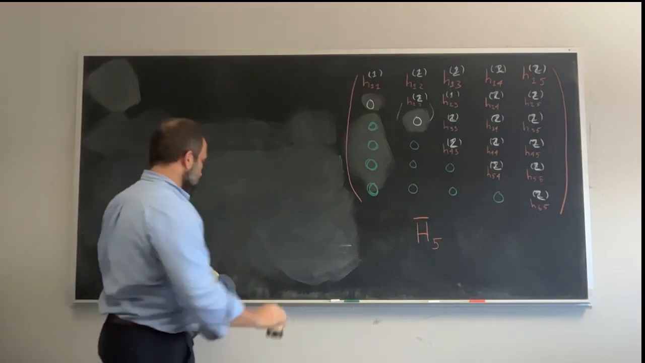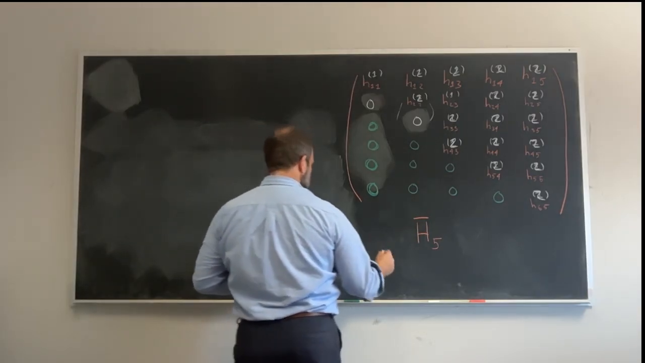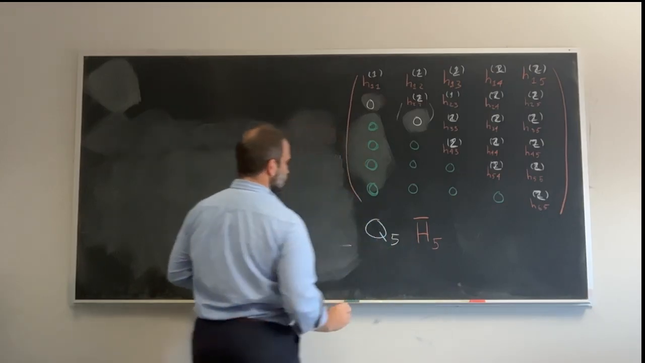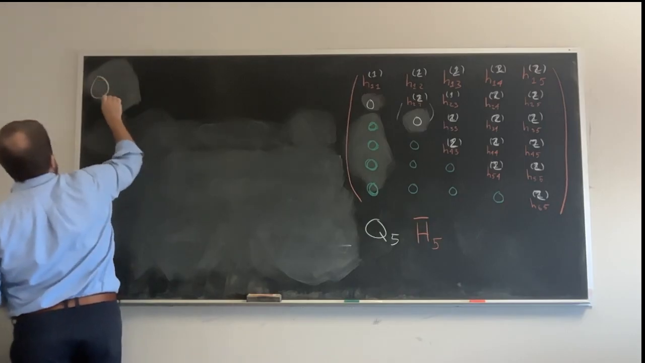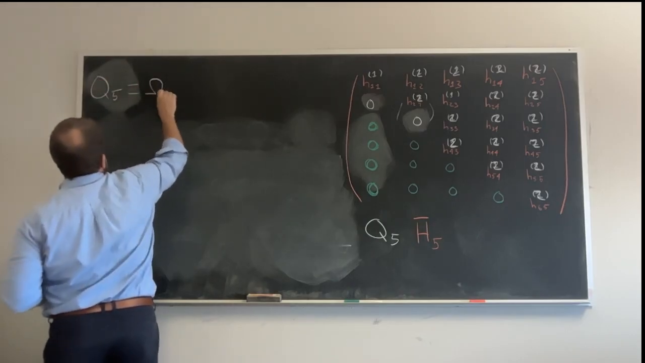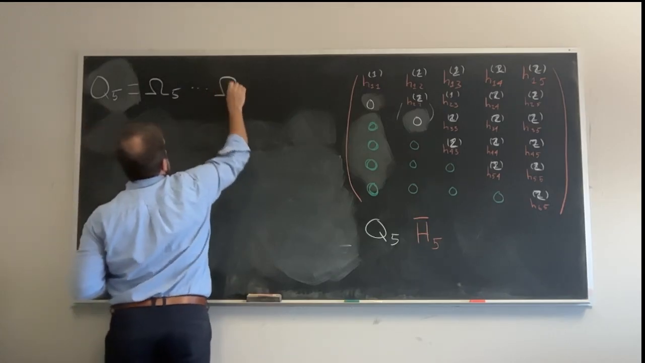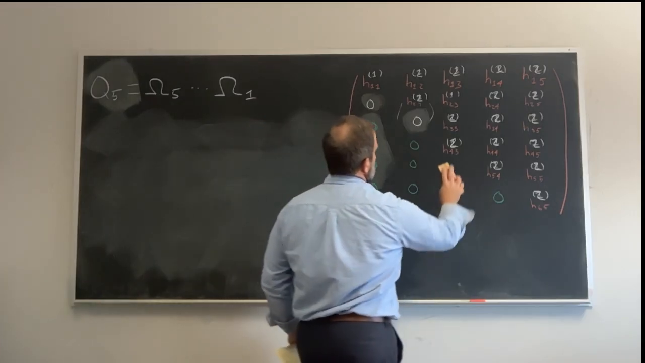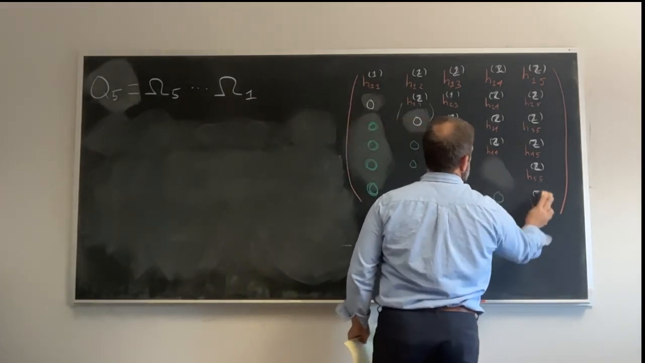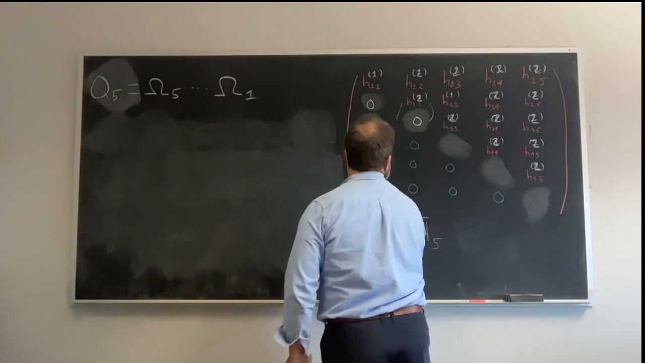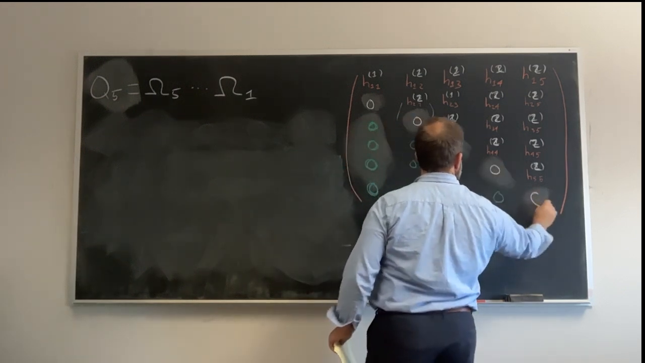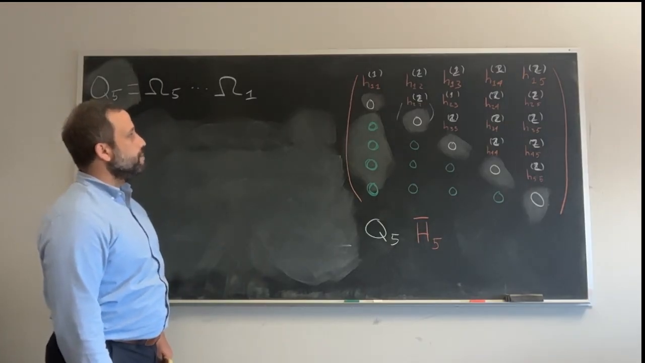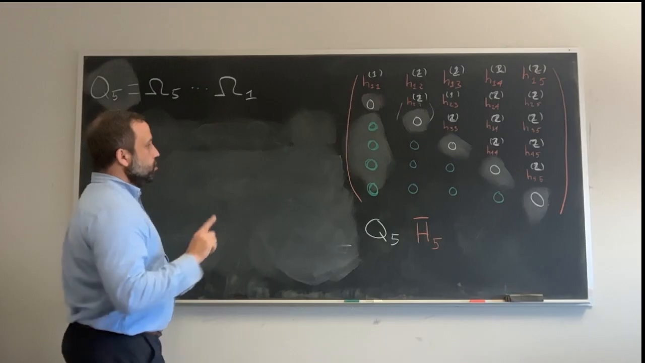What we're going to end up with is a matrix I'm going to call Q5, where Q5 is equal to omega 5 all the way down to omega 1. We're going to have the matrix Q5 times H5, with zeros on the diagonal like this, and so we're going to have an upper triangular matrix. Now notice this is still an m plus 1 by m matrix. So what have we done here?